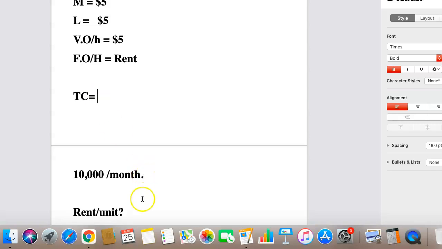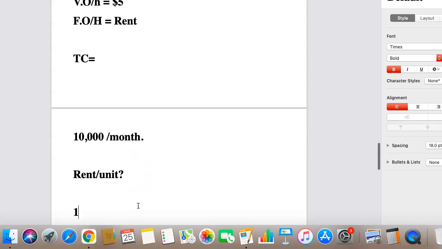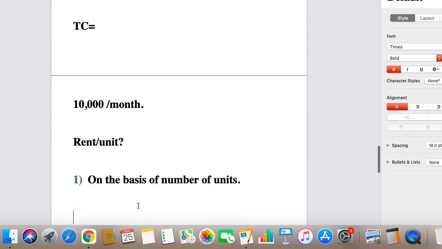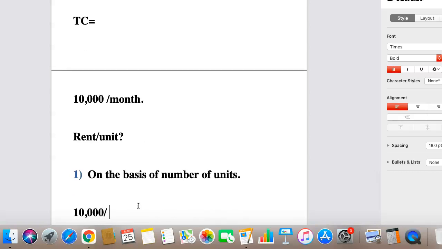So one way of doing that is on the basis of number of units. What I mean is, okay, the rent is 10,000. We made 1,000 units this month. We made 1,000 cups of tea and coffee this month, right? So therefore, if the rent for 1,000 units was 10,000, then the rent for 1 unit is going to be 10. So it seems very sensible. Okay, the rent per unit is 10.